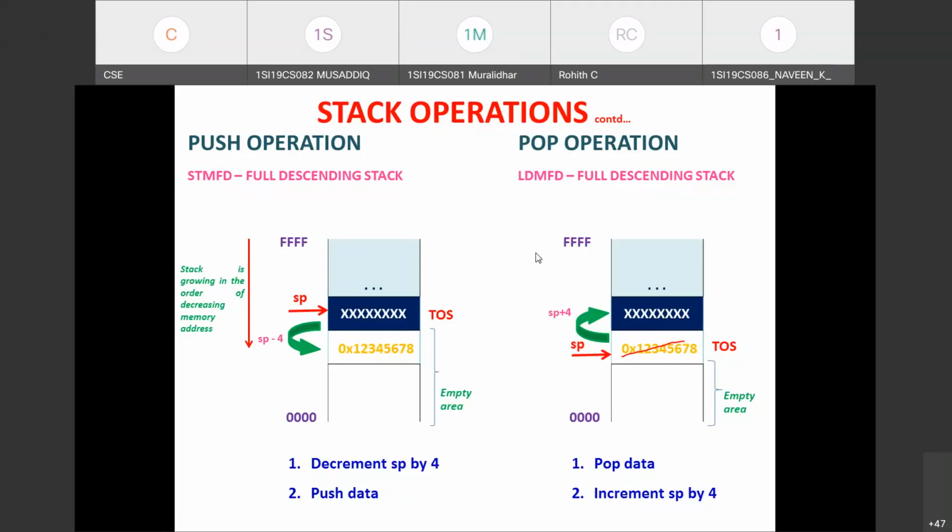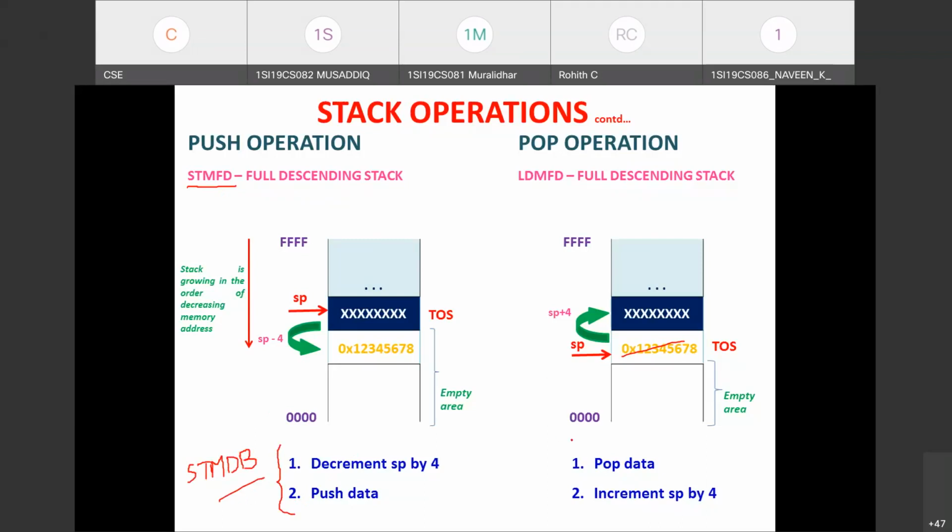And what are the equivalent STM and LDM instructions? I told you these are the aliases used, STMFD and LDMFD. What is the equivalent STM instruction for this? Just observe these two instructions and tell the equivalent instruction. It is STM only: decrement first and then insert. Decrement before, right? Correct, it is decrement before.